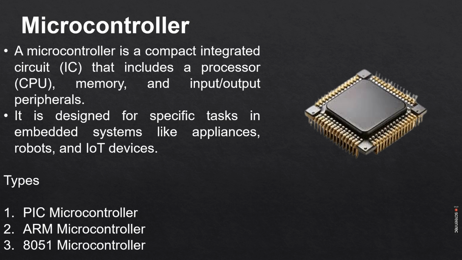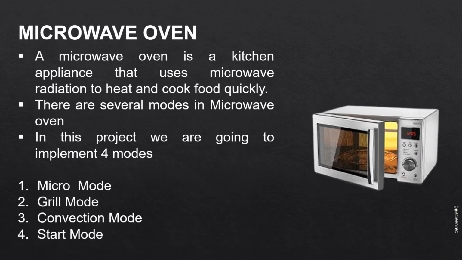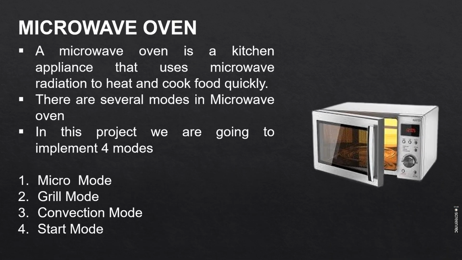So what is a microcontroller? A microcontroller is a compact integrated circuit that includes a processor, memory, and input output peripherals. It is designed for specific tasks in embedded systems like robots and IoT devices. There are several microcontroller families. Here are some examples: PIC microcontroller, ARM microcontroller, and 8051 microcontroller. So we discussed embedded systems and microcontrollers and their types.